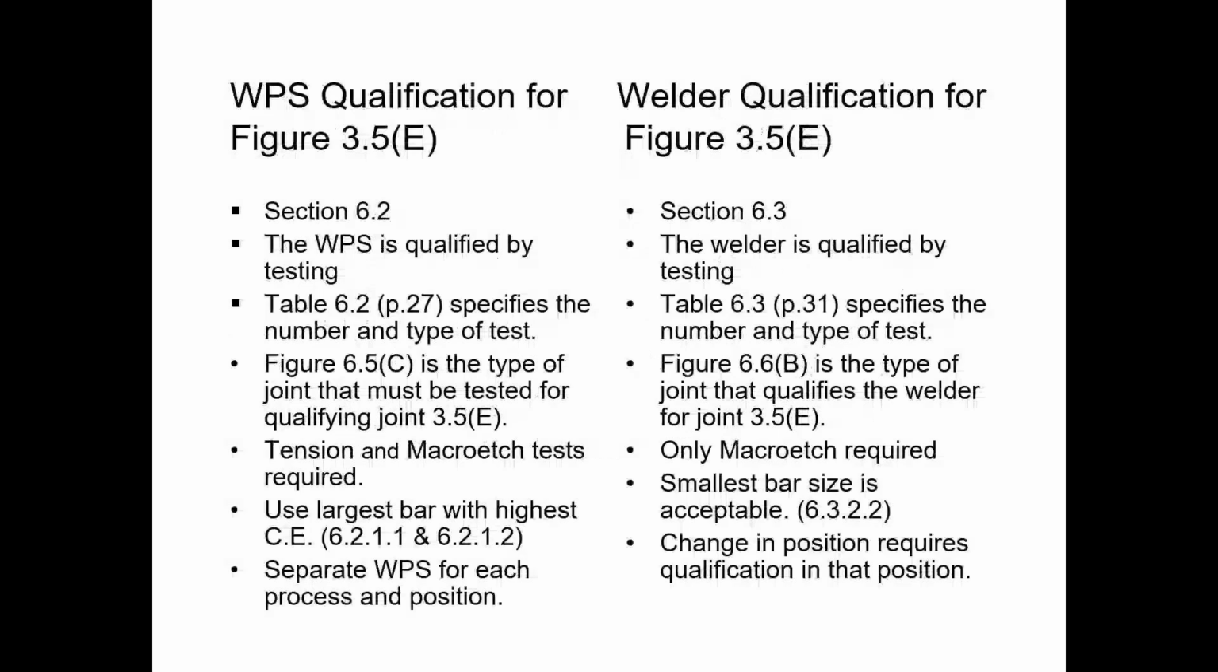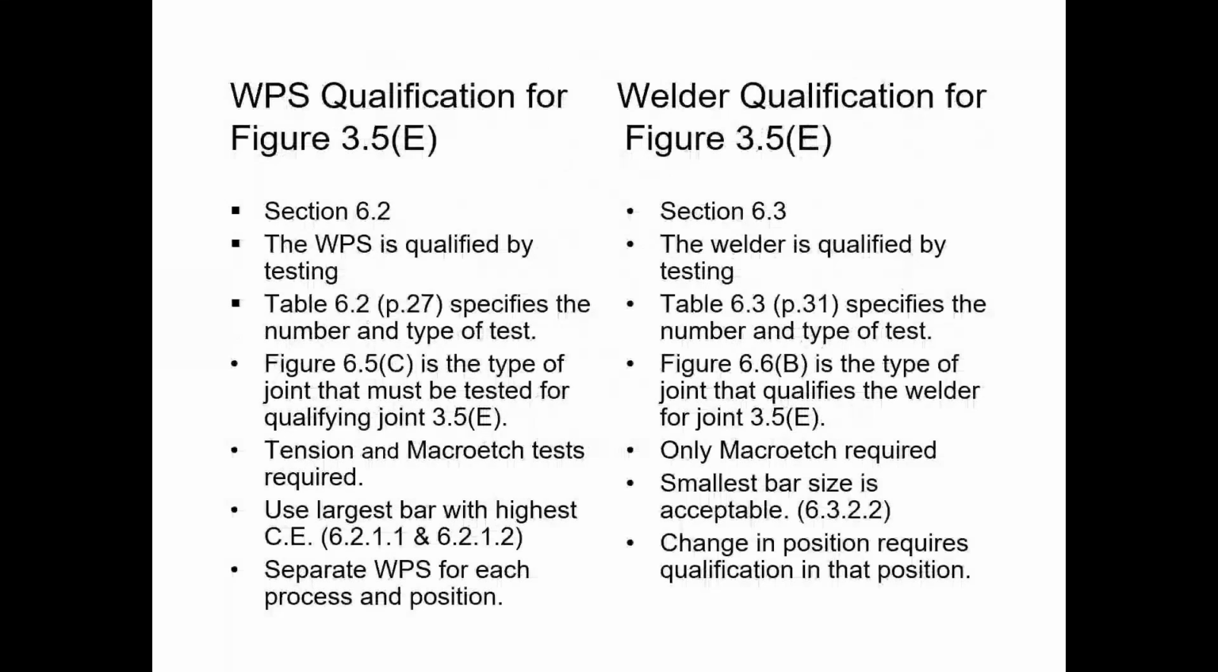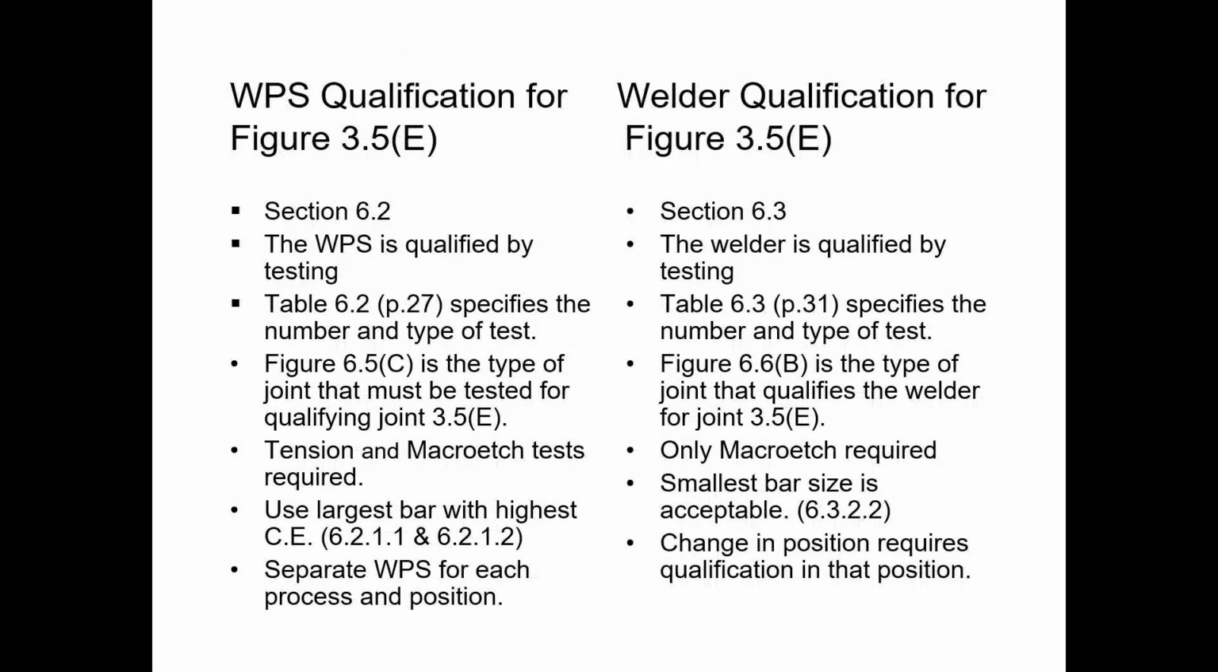The next page, let's see. Yeah, so I'm going to show you some examples of that. So there's some different things listed here. WPS qualification for figure 3.5, that's this next figure that I'm going to show you. That's this joint right here. That's covered. So the procedure, the weld procedure specification, is defined by the following, section 6.2 of the AWS code.